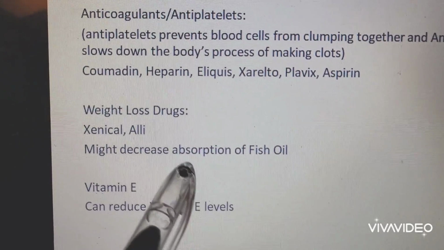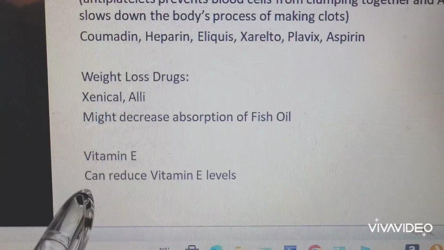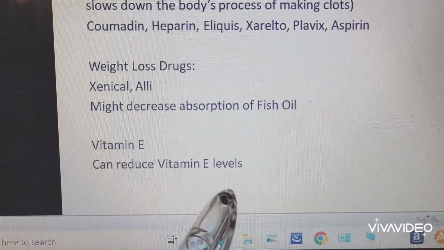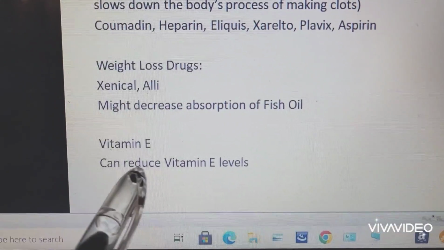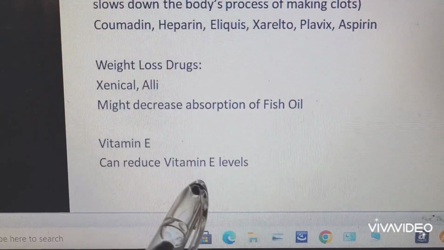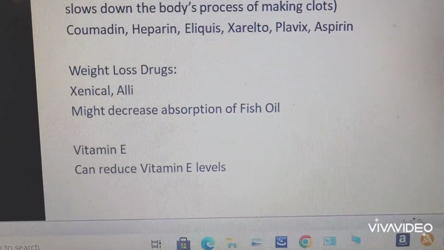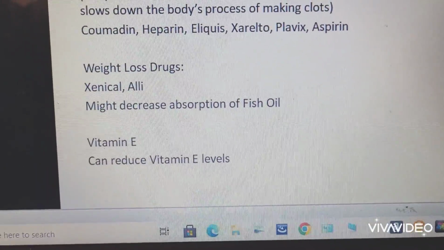Okay? Or vitamin E, because it can reduce your vitamin E levels. So you can be taking all of this vitamin E, but then you're taking fish oil. But then you wonder why your vitamin E levels are still low, because you're taking fish oil. Okay?